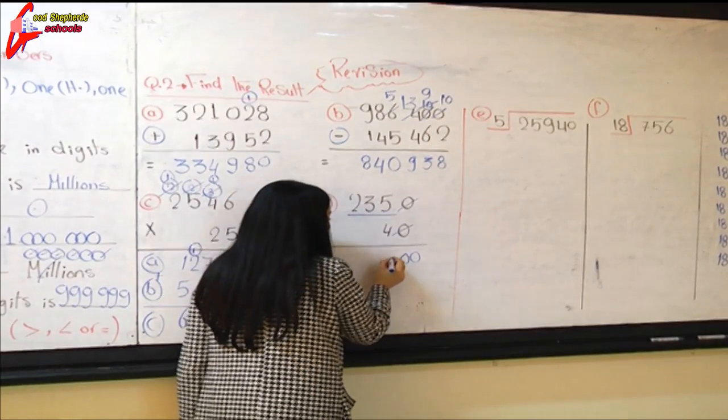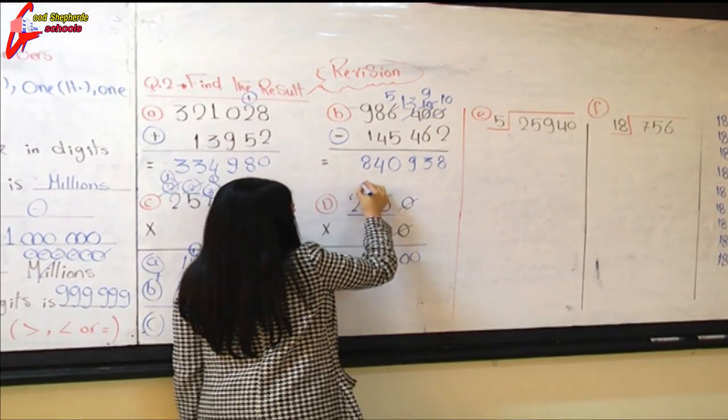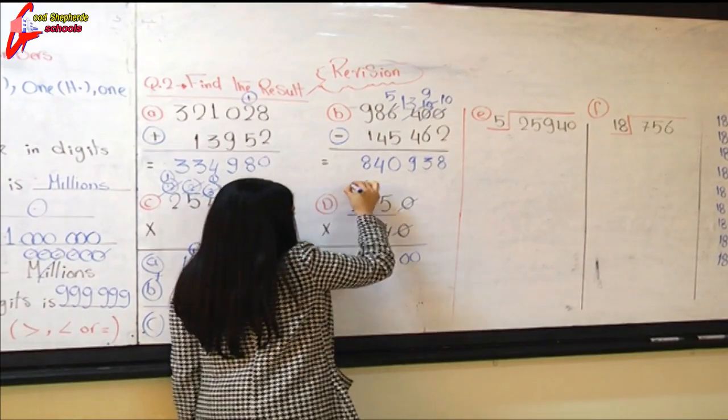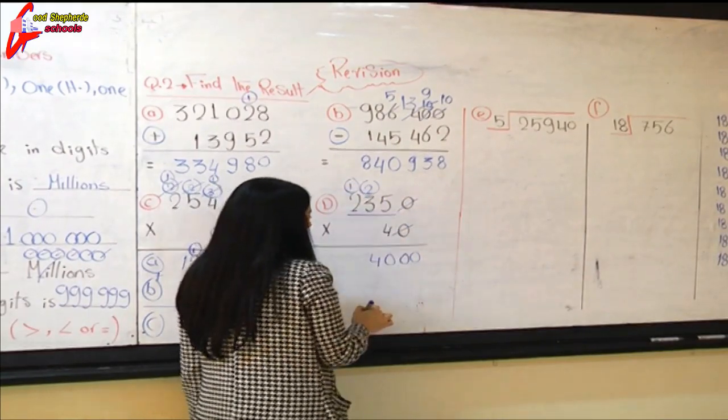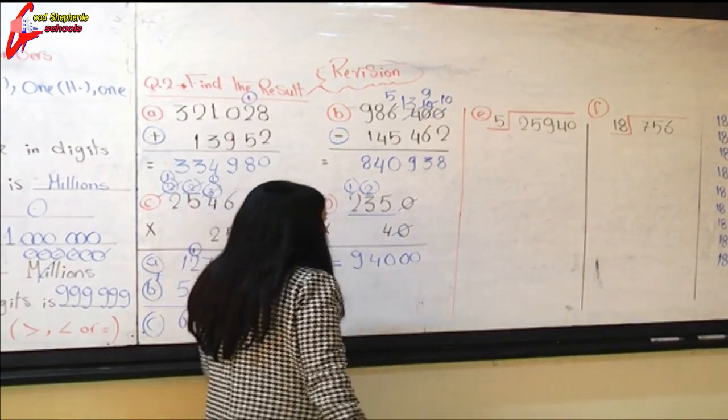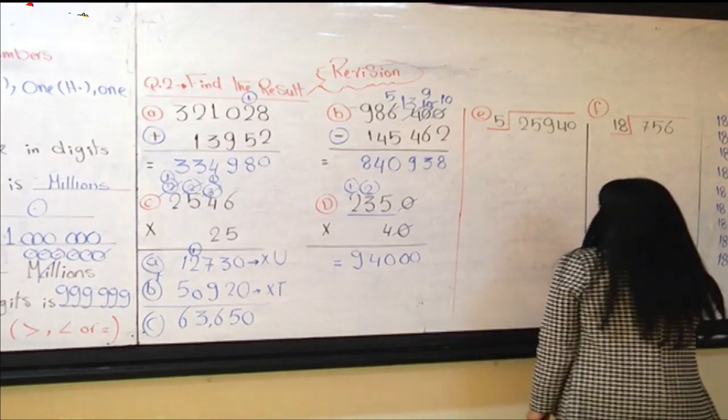5 times 4 equals 20, 0 and carry 2. 3 times 4, 12 plus 2, 14, 4 and carry 1. 2 times 4, 8 plus 1, 9. We get the result in one step.